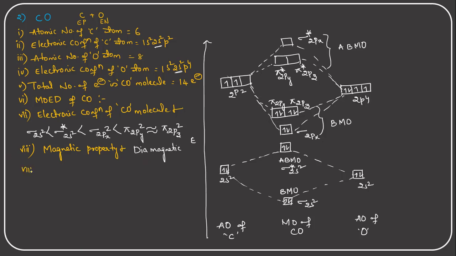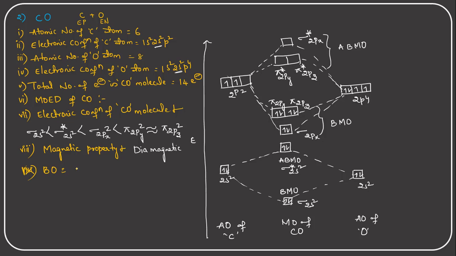And what will be our ninth point? Sorry, ninth will be like this, right? Okay, so what will be our ninth point? This is the calculation of bond order. So what is the calculation? What will be the bond order formula?